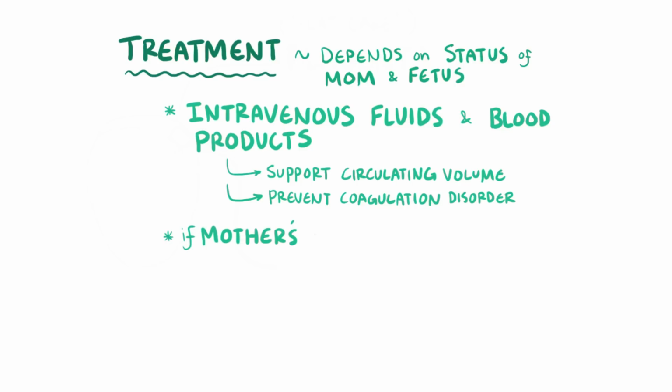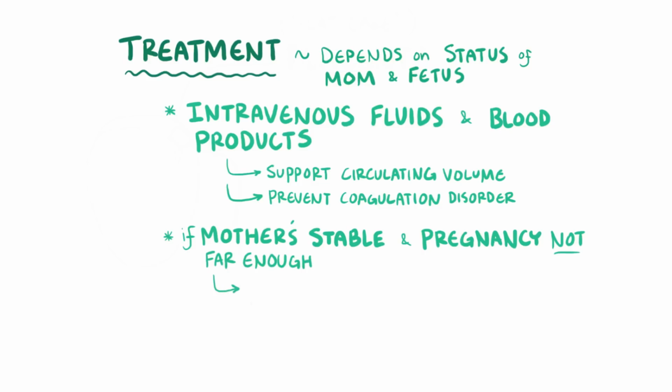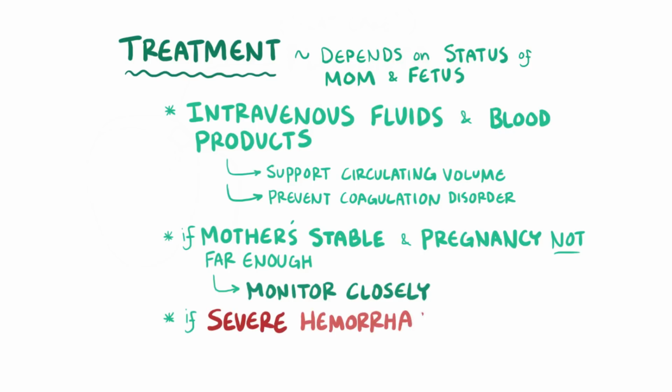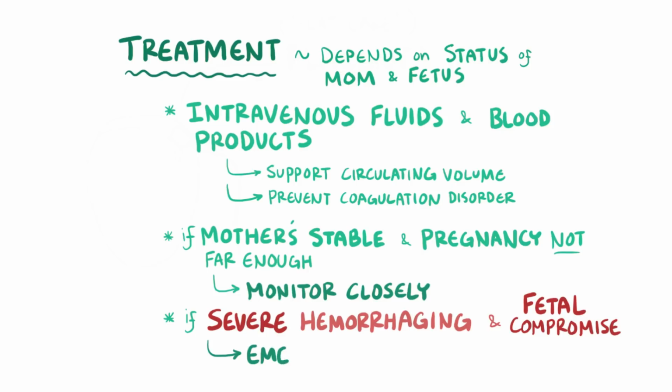If the mother and fetus are stable and the pregnancy is not far enough along, then it might be ideal to monitor the pregnancy closely while the fetus develops. Alternatively, if the hemorrhage is severe or if there's evidence of fetal compromise, then an emergency cesarean section might be needed.